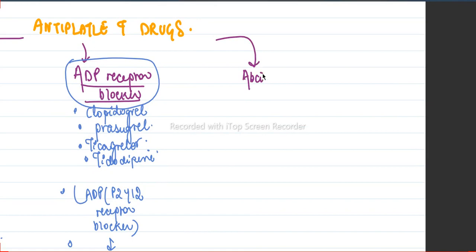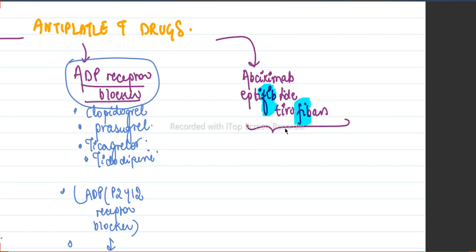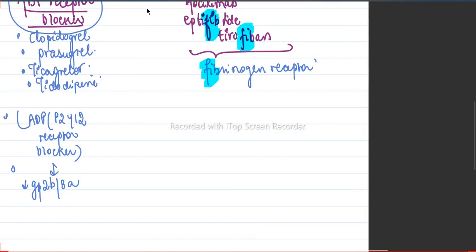Then the third class of drugs includes abciximab, eptifibatide, and tirofiban. The thing is that these drugs have FIB in their name, which means they are acting upon the fibrinogen receptor.